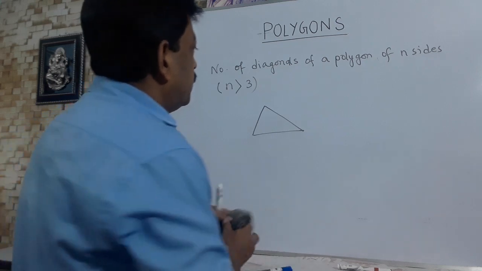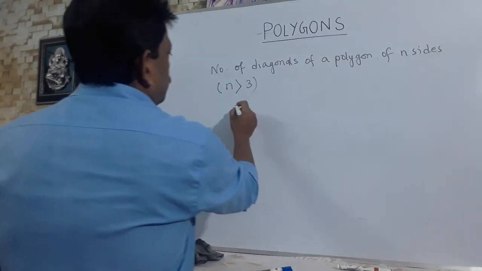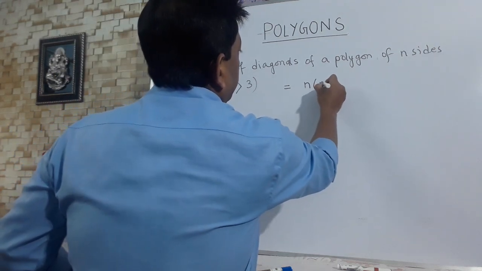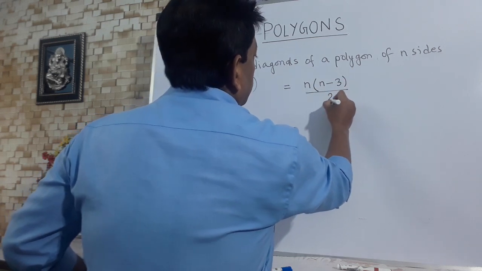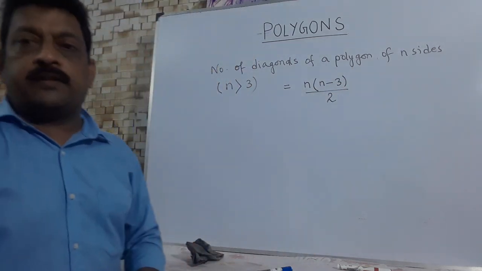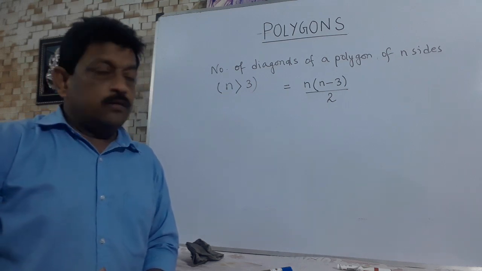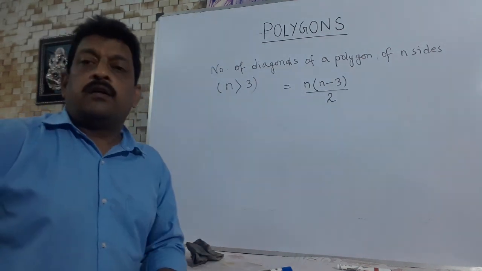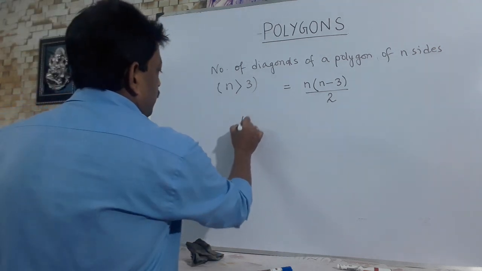So let me take a quadrilateral. For the number of diagonals, the formula is given as n into n minus 3 upon 2, where n is the number of sides. Understood? So if a polygon is given whose sides are also given, then we can calculate the number of diagonals. Understood?